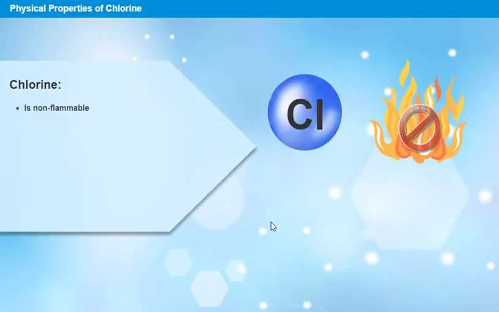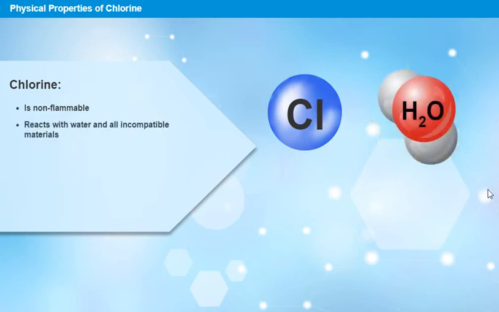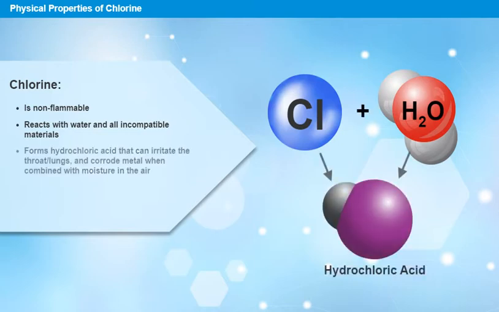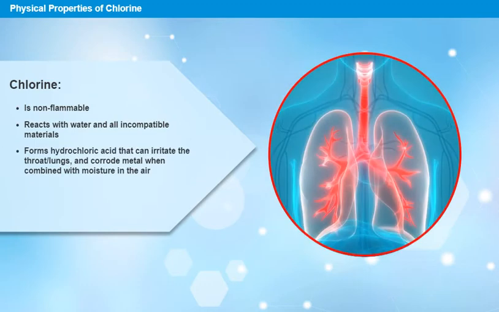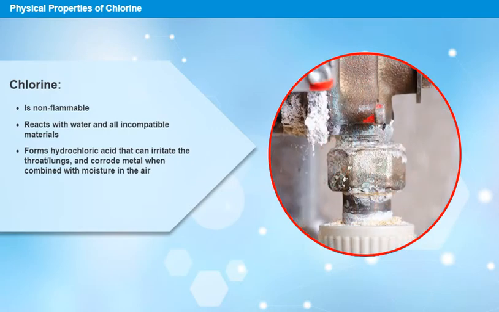Chlorine is non-flammable. However, it reacts with water and all other incompatible materials. Chlorine reacts with water to form hydrochloric acid. This acid can cause biological damage to your body. For example, inhaling elevated levels of chlorine gas can irritate the throat and lungs because the chlorine reacts with the moisture in your body to create the acidic reaction. Moisture in the air combined with chlorine can lead to severe corrosion or failure of metal piping and containment systems.